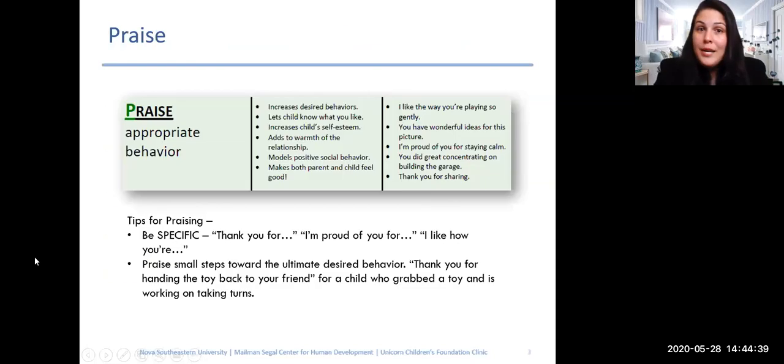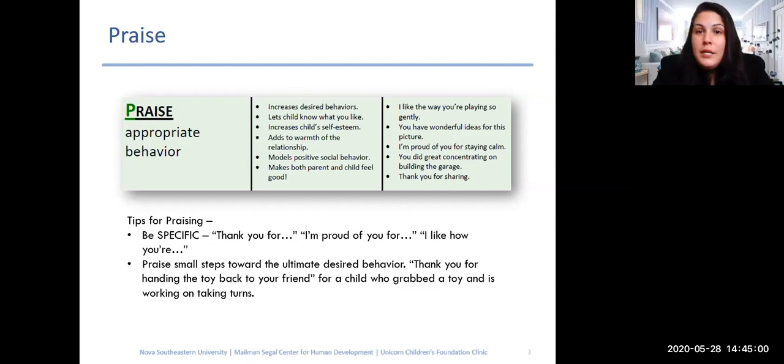So let's start with praise, right? We want to praise the appropriate behavior. So what do we know about praise? This is going to increase those desired behaviors, right? How do children know what we want from them? How do children know what we want to see? We let them know we like what they're doing, right?